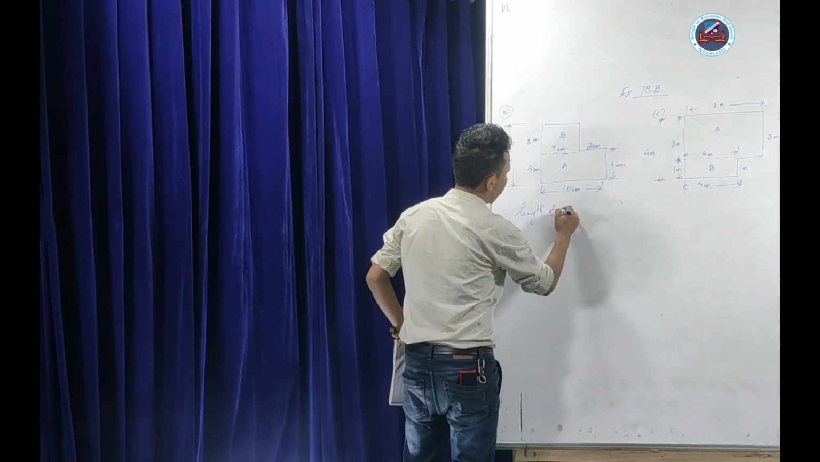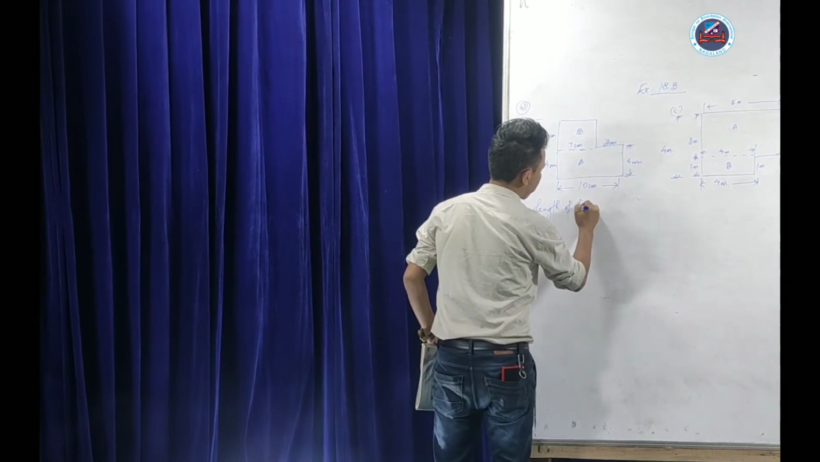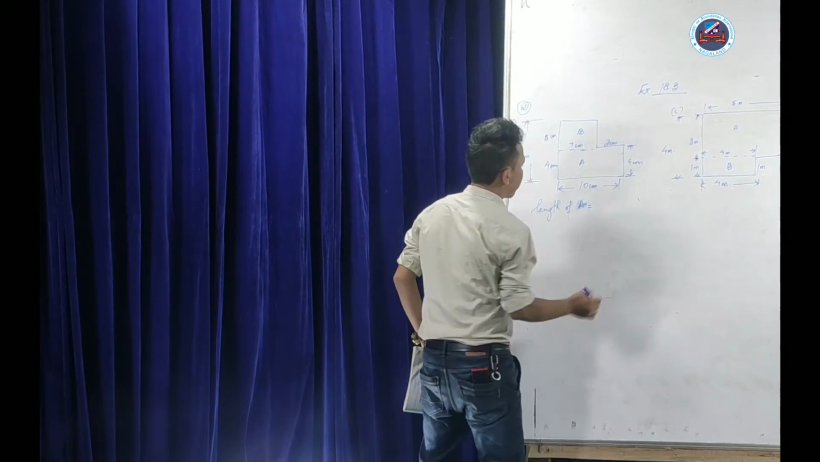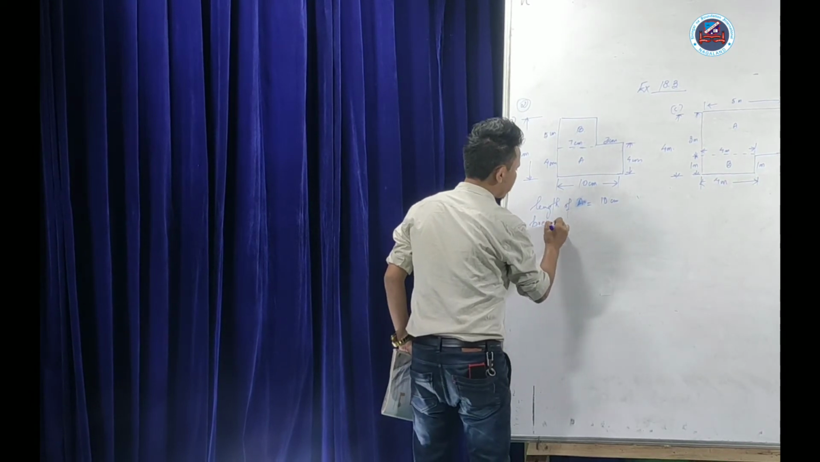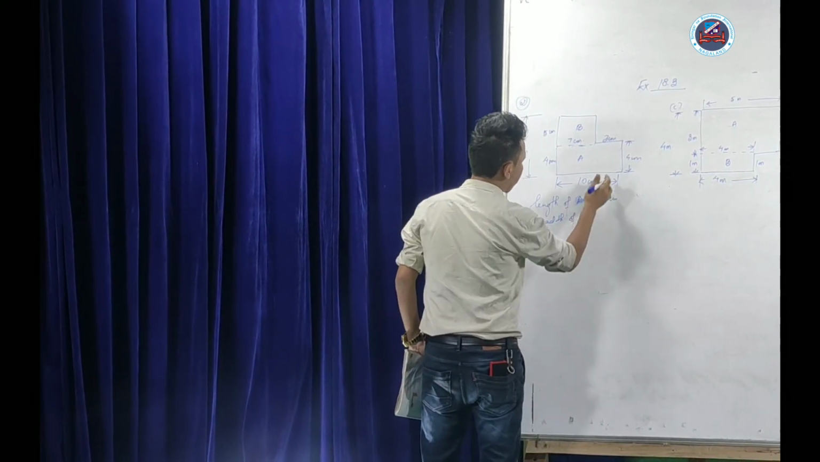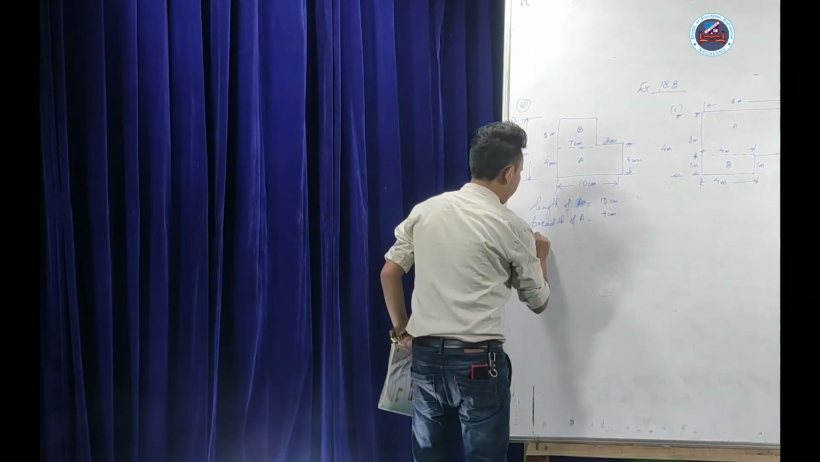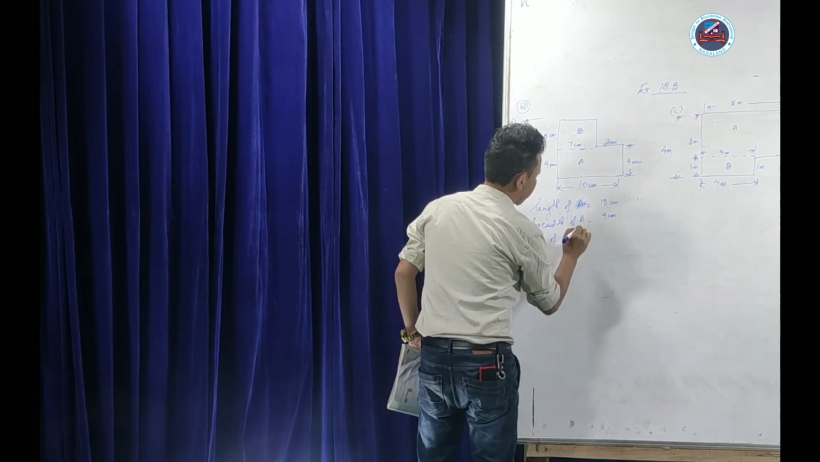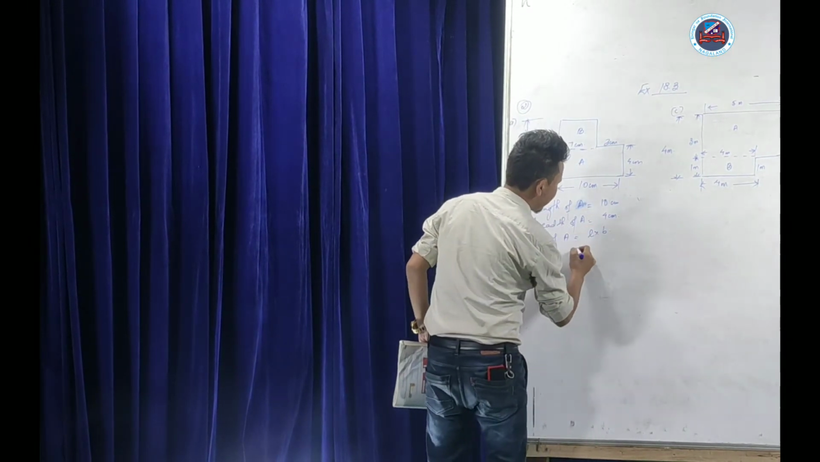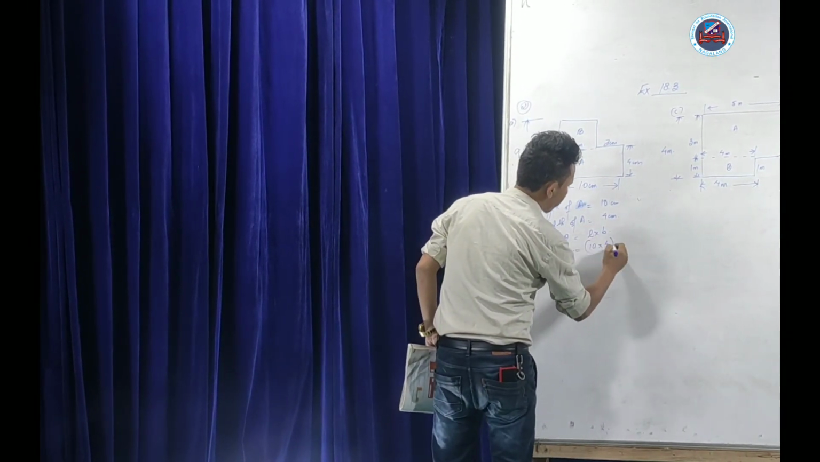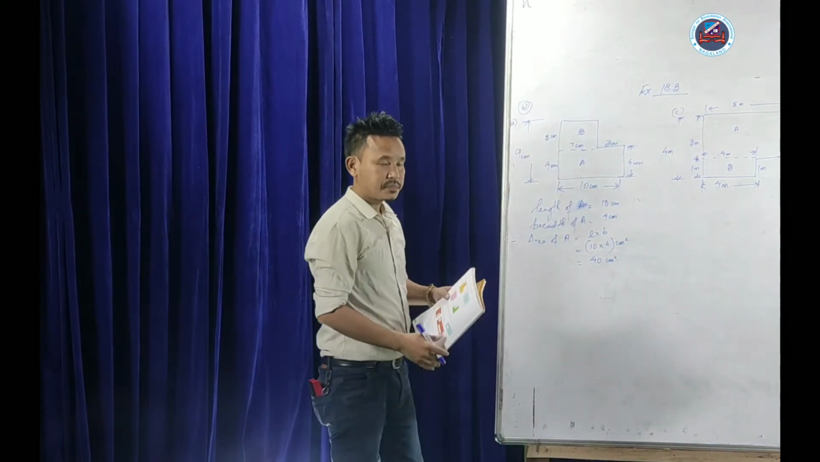Length of A is 10 centimeter. Breadth of A, you can see, is 4 centimeter. Now let's find the area of A. Since it's in the shape of a rectangle, the formula is length into breadth. So length 10 into breadth 4 gives us 40 centimeters square. Clear?